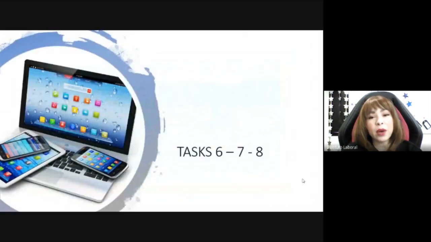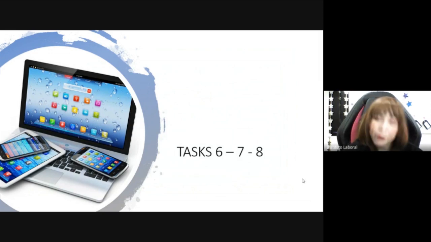Now let's talk about the task that you have for next week. We have to check task number 6, number 7, and number 8 on the platform. Read the instructions and submit it on time. Thank you for your attention.